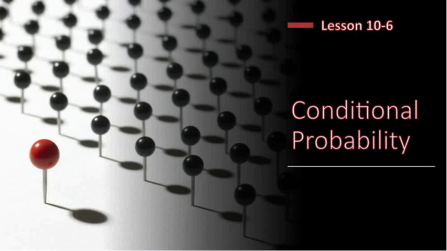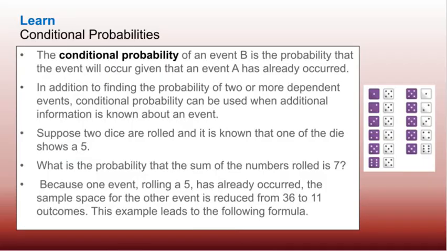Lesson 10-6, Conditional Probability. Conditional probability of an event B is the probability that the event will occur when an event A has already occurred. In addition to finding the probability of two or more dependent events, conditional probability can be used when additional information is known about an event.